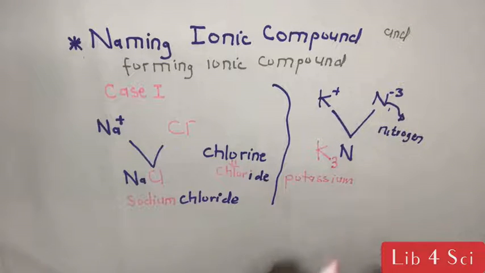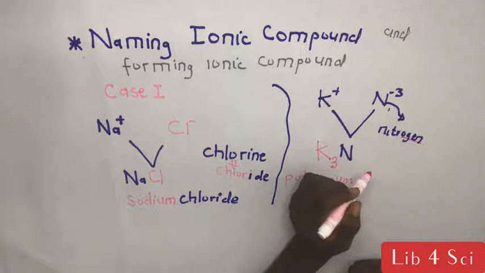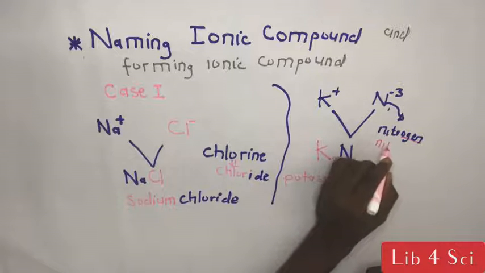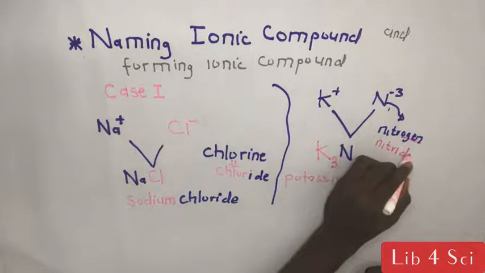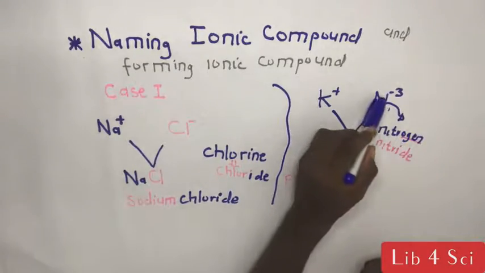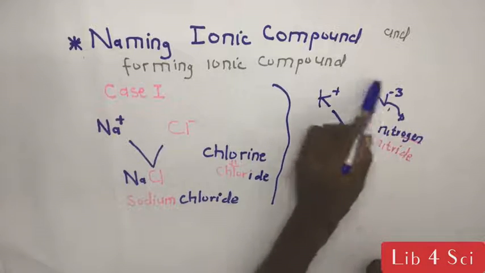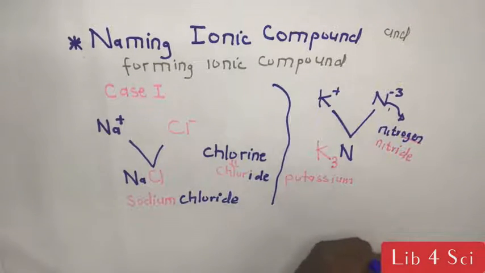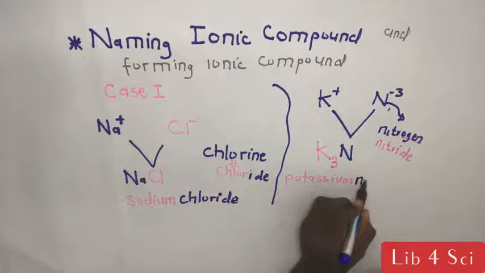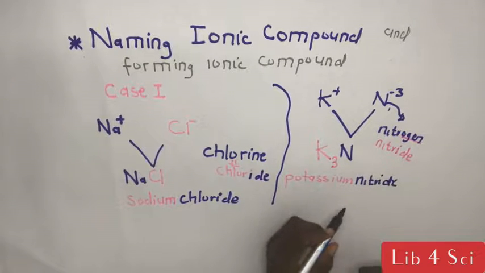So if we try to remove the last 3 letters and add IDE, we get nitride. This is what we are going to get. So it means that nitrogen with a negative charge is referred to as what? Nitride. So the name of this element here is nitride. So we have potassium nitride.